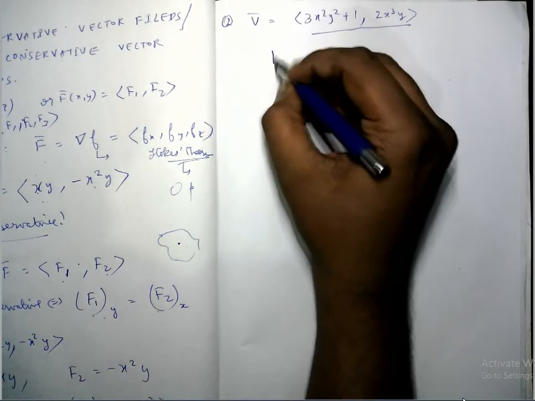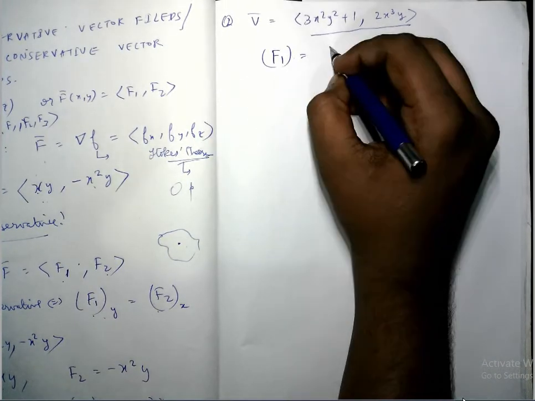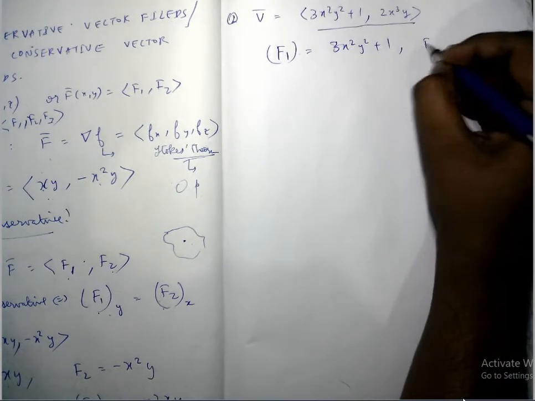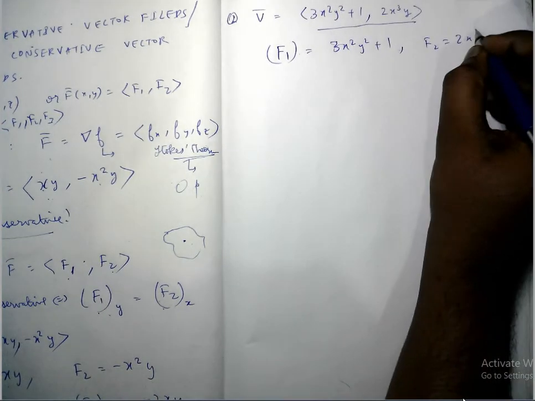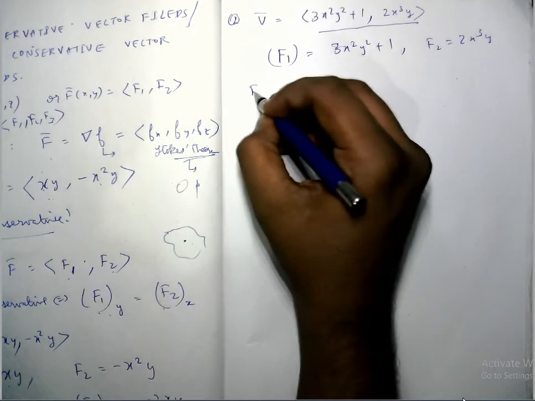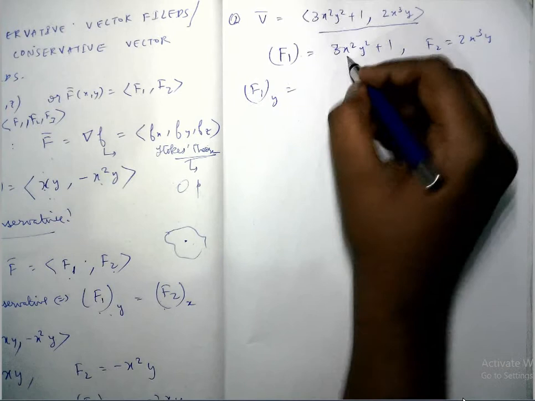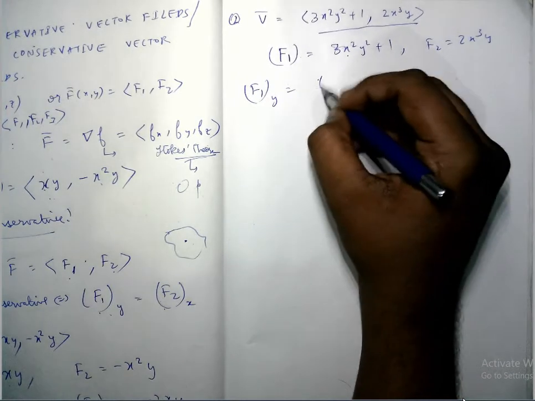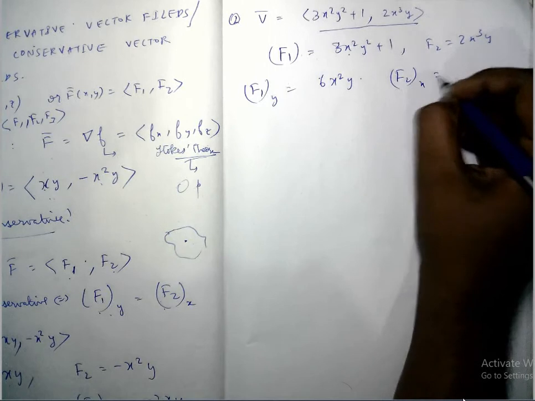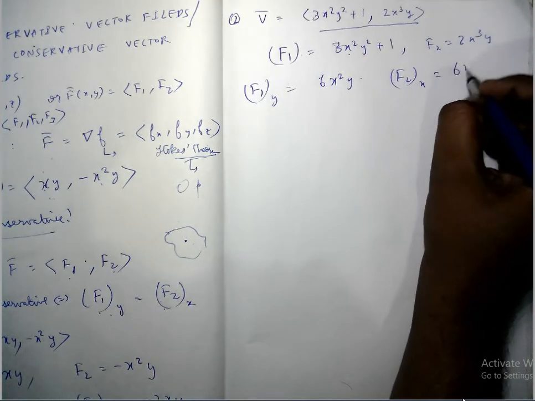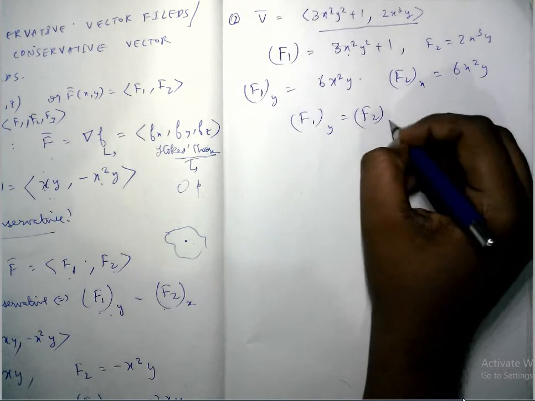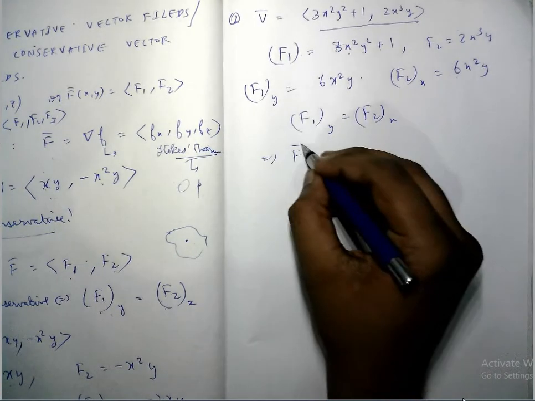We do the same thing. f1 is equal to 3x²y² + 1 and f2 is equal to 2x³y. So f1y is 6x²y and f2x is again 6x²y. So it is clear that f1y is equal to f2x. That means F is a conservative vector field.